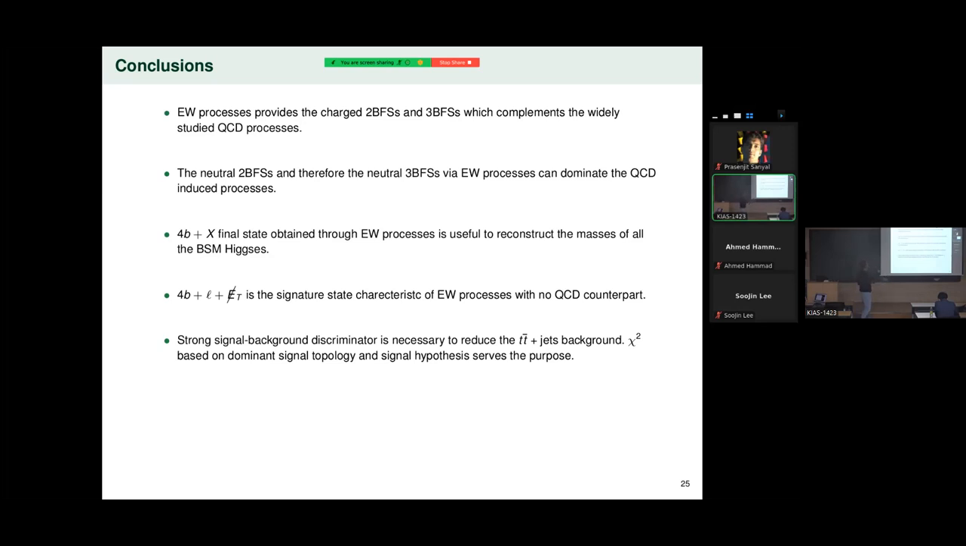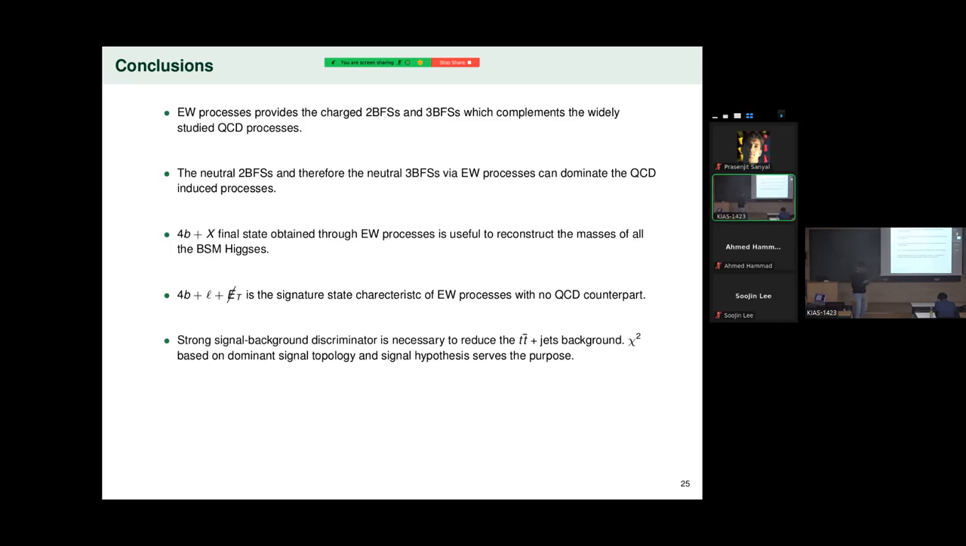So I studied the inclusive 4b final state, which is mediated dominantly by the electroweak process in the case of fermiophobic Higgs with a light superscalar. And the good thing is that we can reconstruct all the BSM Higgs, which would have been impossible if the inclusive 4b was mediated dominantly by a QCD process. Along with that, I studied the 4b plus lepton plus missing energy signal, which is characteristic only of the electroweak process, because this is a charged final state and hence there is no QCD counterpart. So we need a very strong discriminator to discriminate the signal and the background. So I designed the chi-square based on the signal topology and estimated the significance for this state higher than 3 sigma using this chi-square selection cut.